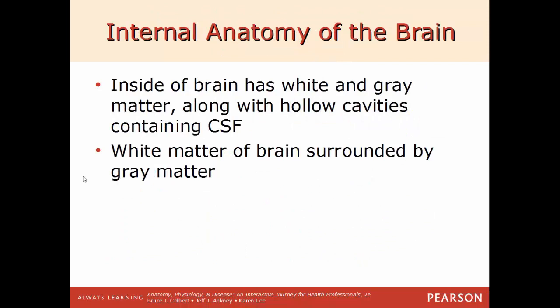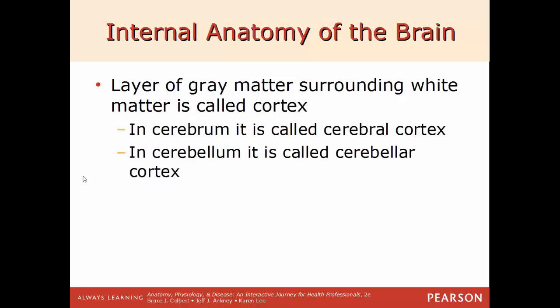All right, now we'll move on to the internal anatomy of the brain. Inside the brain, you'll have white and gray matter, along with the hollow cavities that contain the cerebrospinal fluid. Now, the white matter of the brain is surrounded by gray matter. A layer of gray matter surrounding white matter is called a cortex. In the cerebrum, it's called the cerebral cortex, and in the cerebellum, the cerebellar cortex.